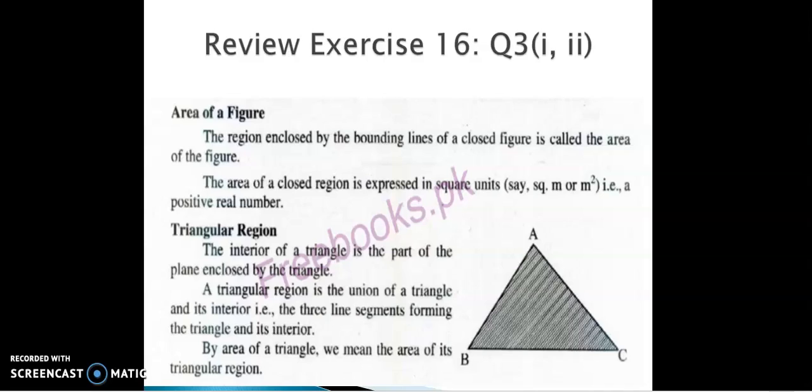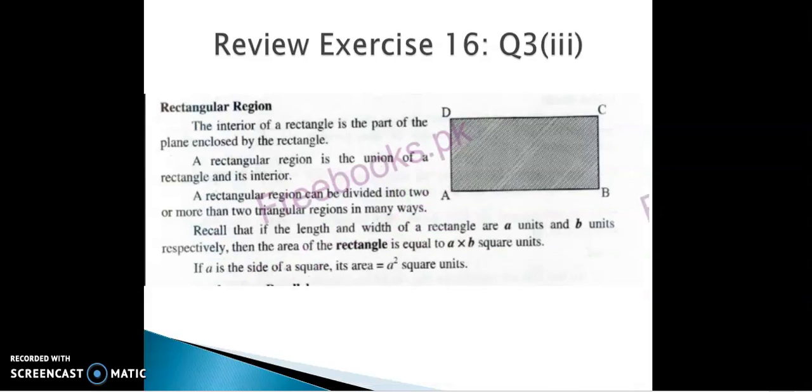Now moving on, the next definition, that is rectangular region. As we have discussed about the triangular region, the same is the case for rectangular region. Again, the union of a rectangle and its interior. The definition would be: the union of a rectangle and its interior is known as rectangular region. Now, just read the definition. The interior of a rectangle is the part of the plane enclosed by the rectangle. A rectangular region is the union of a rectangle and its interior.